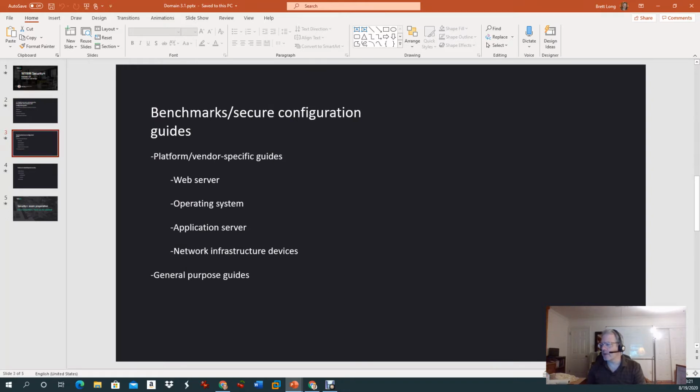Benchmark secure configuration guides. So there's rules, SOPs, regulations for how you lock down servers. So platform vendor specific guides. Depending on the platform that you're using, if you're up on WordPress, there might be different recommendations than if you're on, say, up in the cloud under Azure. And different things apply to web servers, operating systems, application servers, network infrastructure devices.